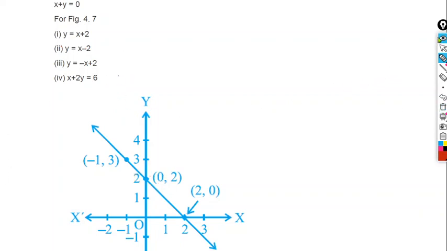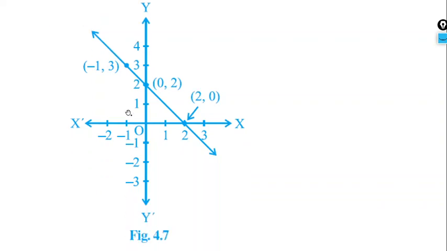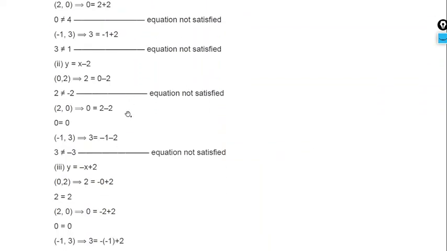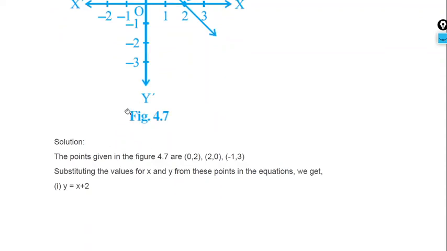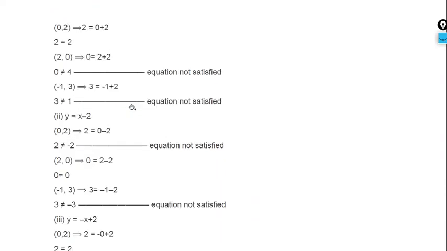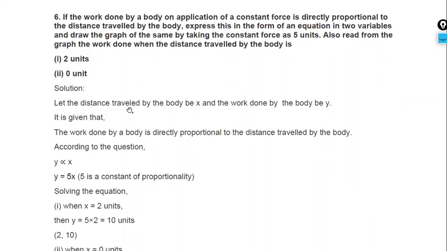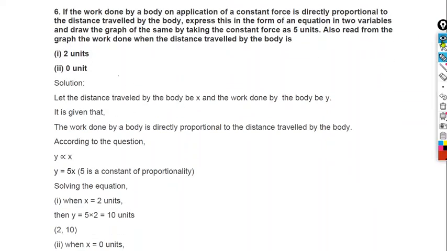Now we will move to another question. Question number 6, 7, 8. Three questions more. This is a long question, I will not discuss it.